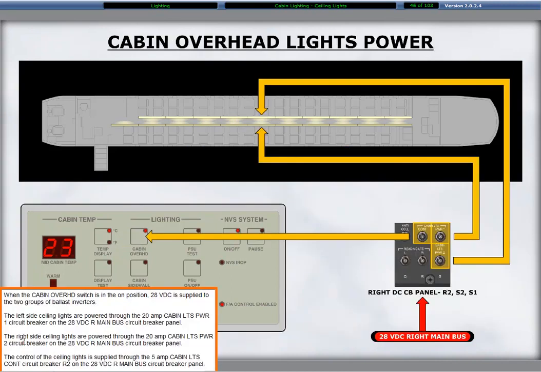When the cabin overhead switch is in the on position, 28 volts DC is supplied to the 2 groups of ballast inverters. The left side ceiling lights are powered through the 20 amp cabin lights power 1 circuit breaker on the 28 volts DC right main bus circuit breaker panel. The right side ceiling lights are powered through the 20 amp cabin lights power 2 circuit breaker on the 28 volts DC right main bus circuit breaker panel. The control of the ceiling lights is supplied through the 5 amp cabin lights control circuit breaker R2 on the 28 volts DC right main bus circuit breaker panel.